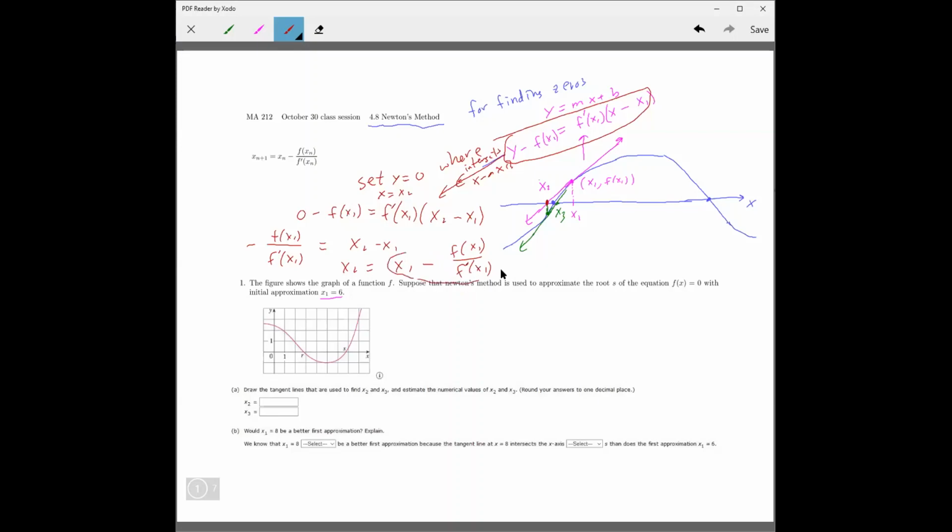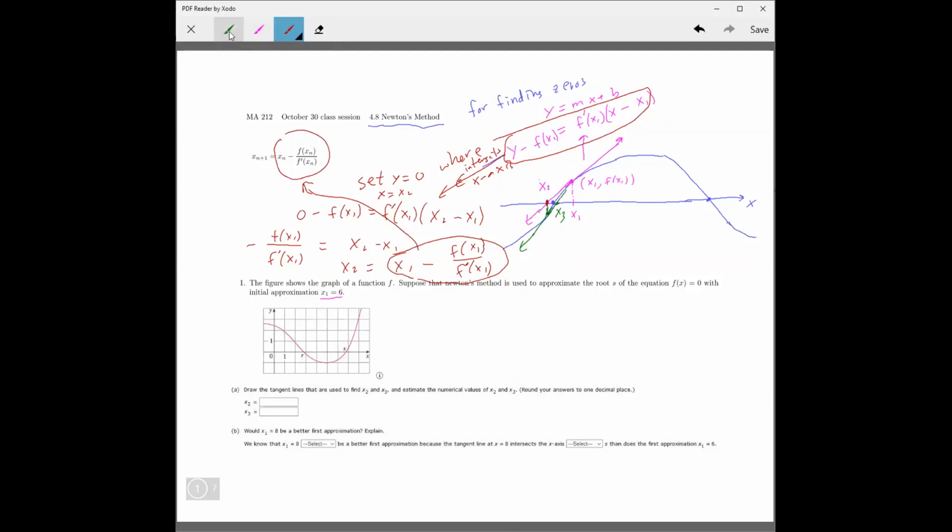And so this is how they come up with this equation right here. Okay, so x2 is x1 minus f of x1 over f prime of x1. That's an x1. Okay, so that's how they come up with that equation there. Okay, and then you do the same thing with x2. You run it through there.